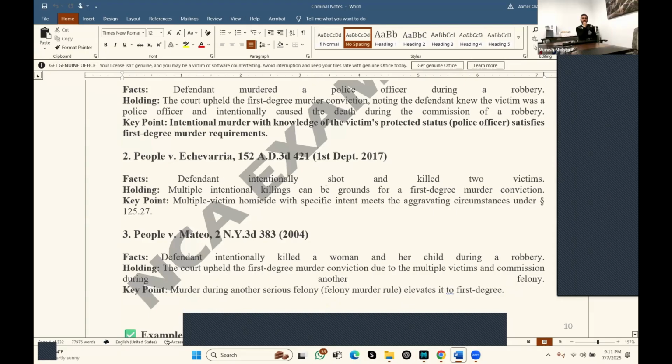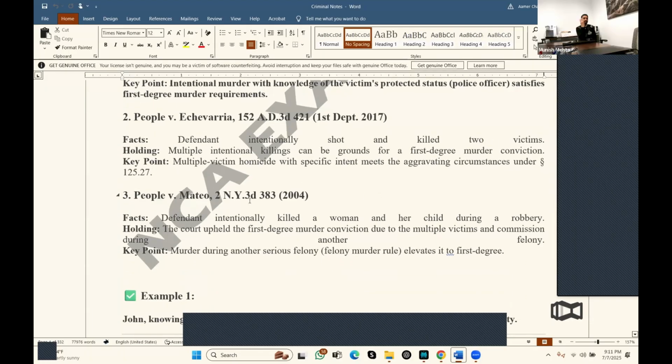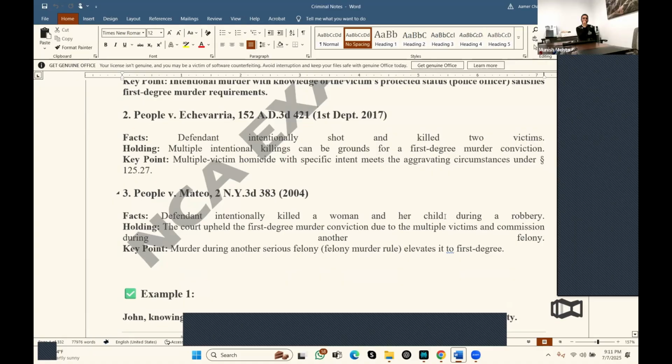Facts: the defendant intentionally shot and killed two victims. Two victims, so it's the third rule, multiple intentional killings. The defendant intentionally killed a woman and her child during a robbery. During a robbery is the second rule, felony murder, and two people were killed, the woman and her child, so felony murder plus the third rule. Two persons.